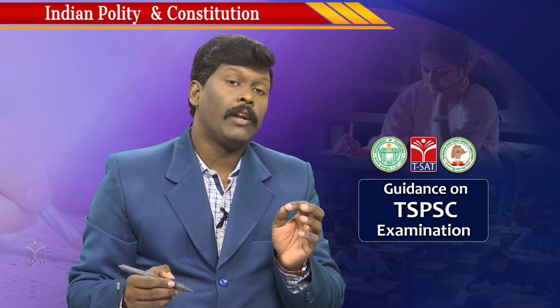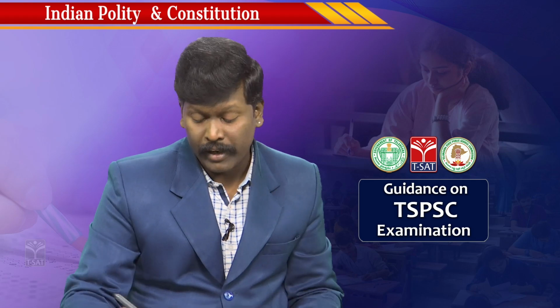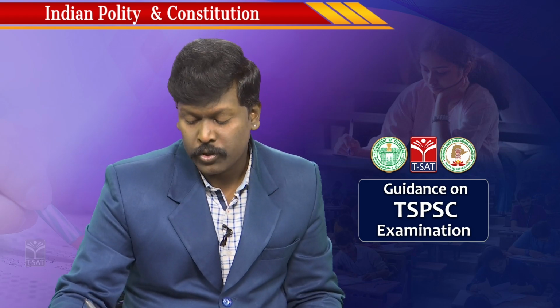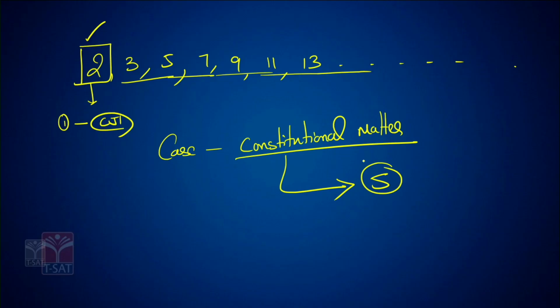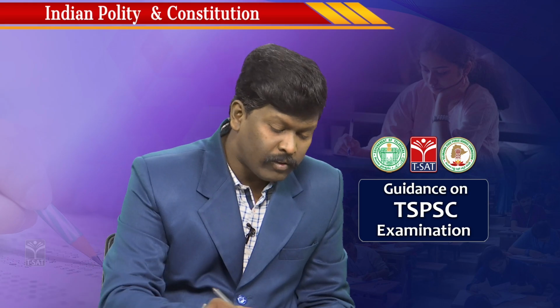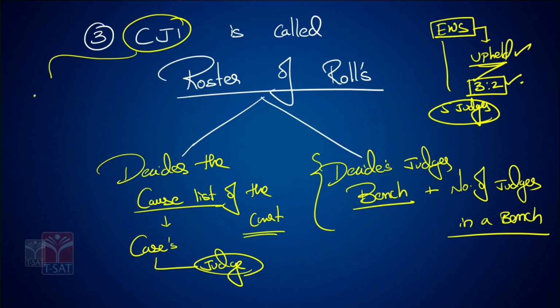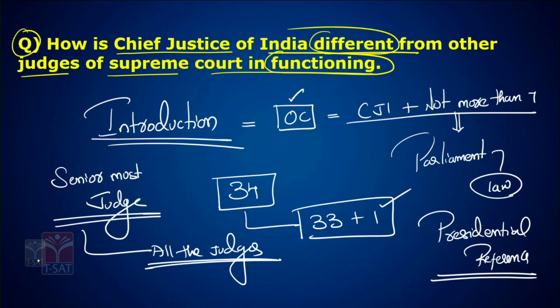Now, to decide upon a constitutional matter, the minimum number of judges should be 5 in a bench. So, it should be 5 in a bench, that is for sure. And let me also tell you one more point. The office of the CJA, the administrative functioning of the CJA, is under the Right to Information Act. So, this is the answer for this particular question.